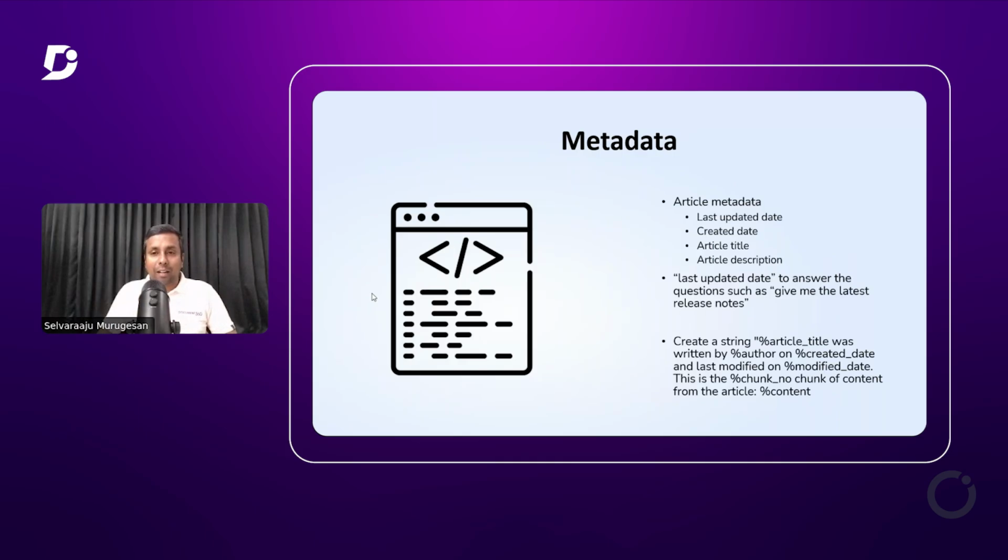For example, for images, you can actually add alt text. For some of the articles that you have written, maybe you can also add SEO meta descriptions, things like that.